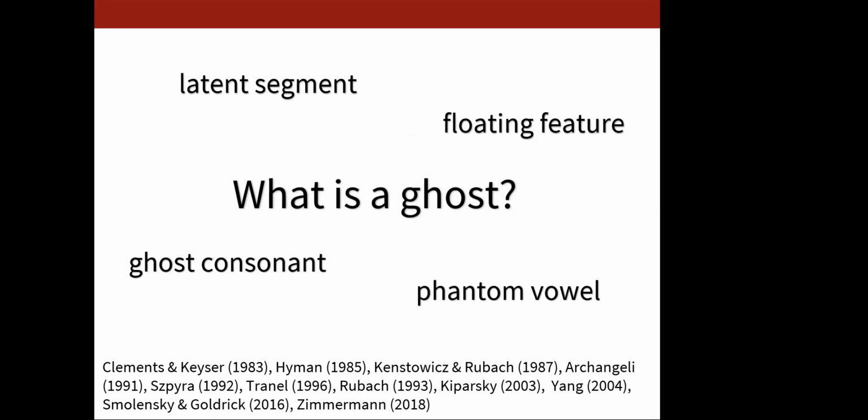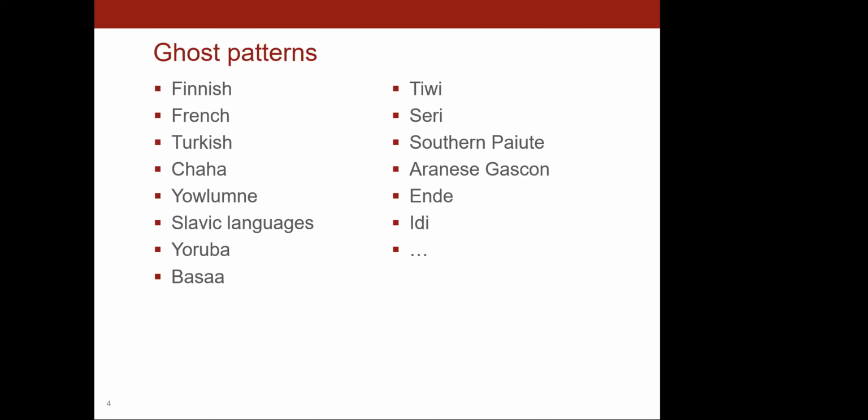This includes latent segments, floating features, ghost consonants, phantom vowels, and a few others. Something like a ghost element has been described in languages like Finnish, French, Turkish, and many other languages. Essentially, what a ghost element is, it's a sound in a word or a structure in a word that appears or disappears kind of erratically or idiosyncratically.